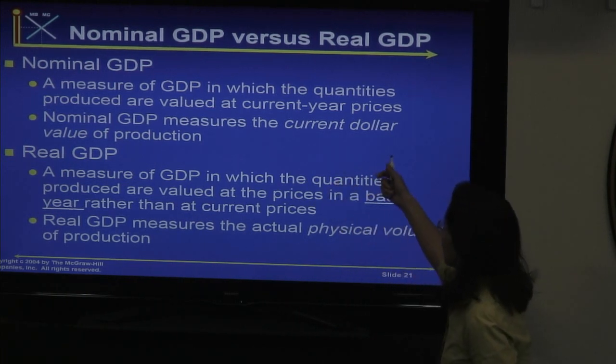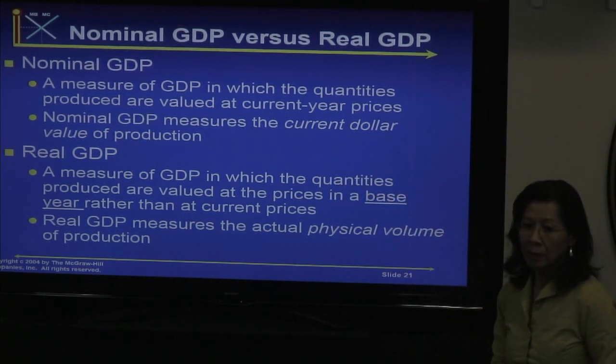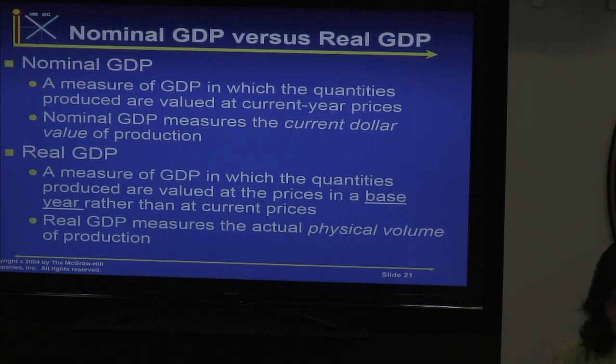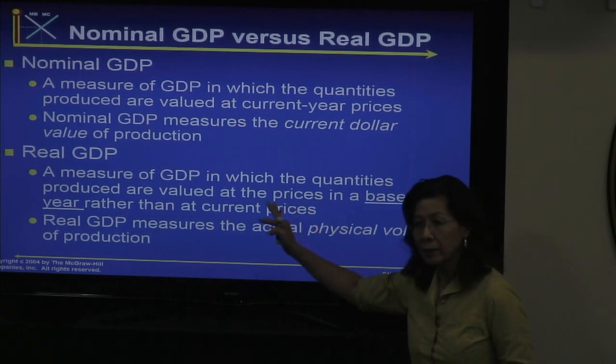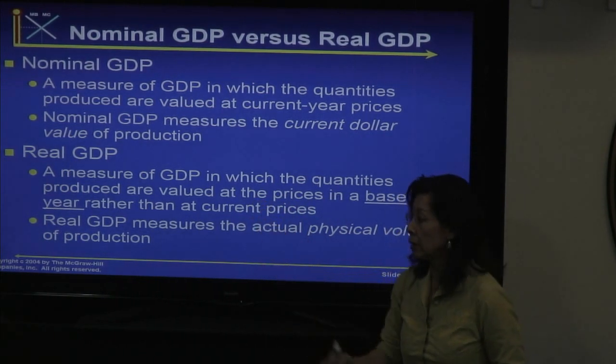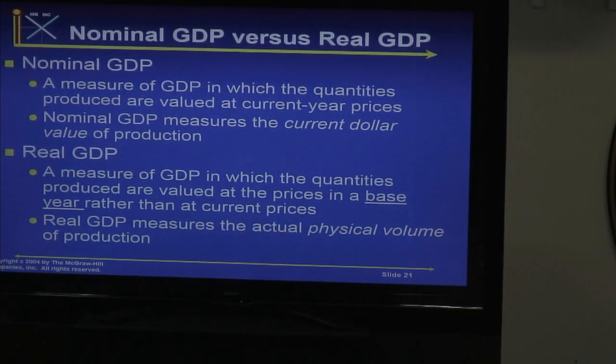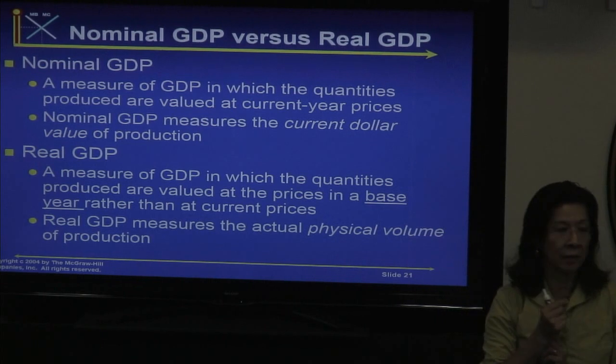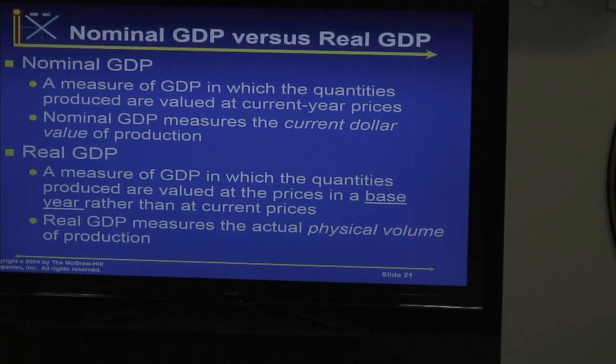Nominal GDP measures the current dollar value of production. You should have this definition in your book because this is a very important concept. On page 55, see it on the side? Okay, on the other hand, what is real GDP? Real GDP is the measure of GDP in which quantity produced are valued at the price in the base year. Keyword. Rather than at current prices. Real GDP measures the actual physical volume of production.